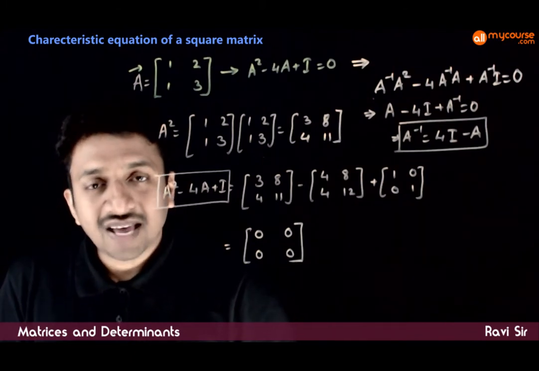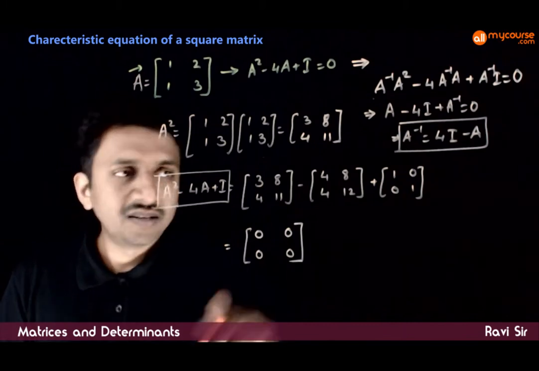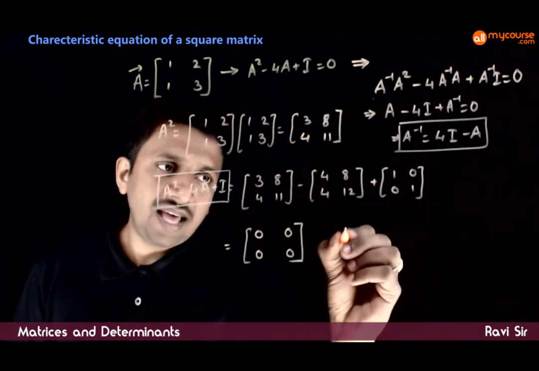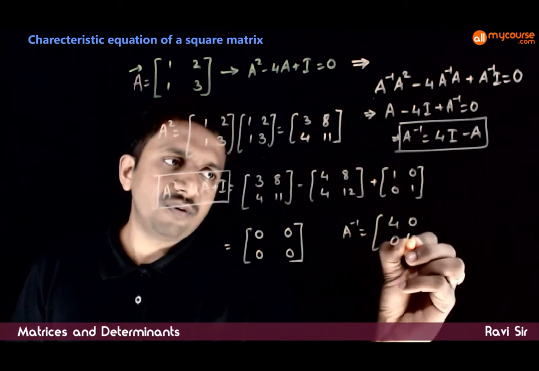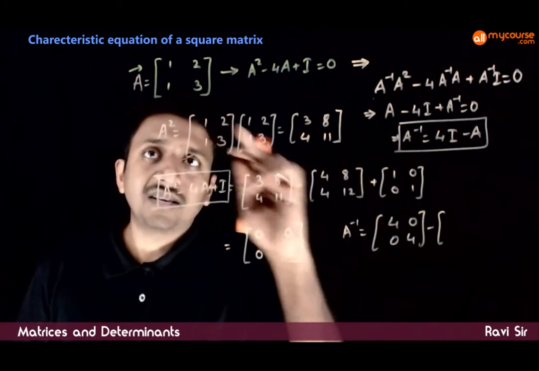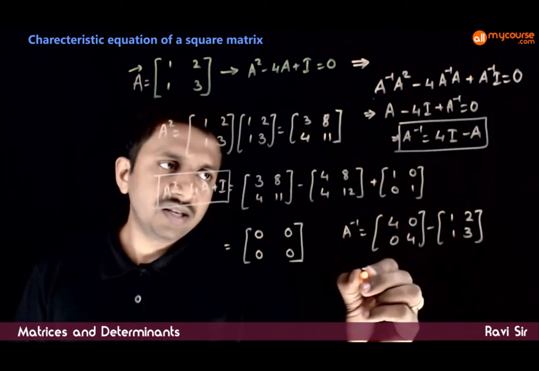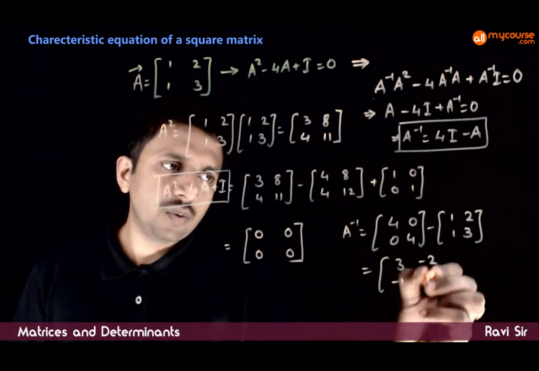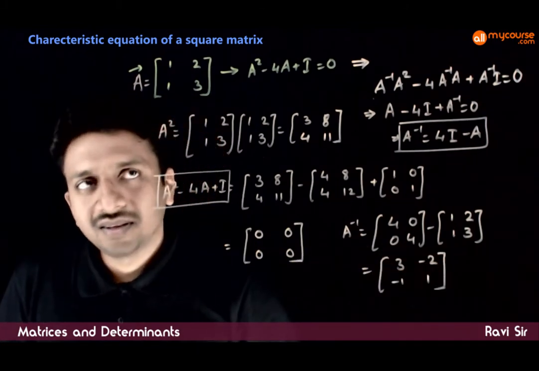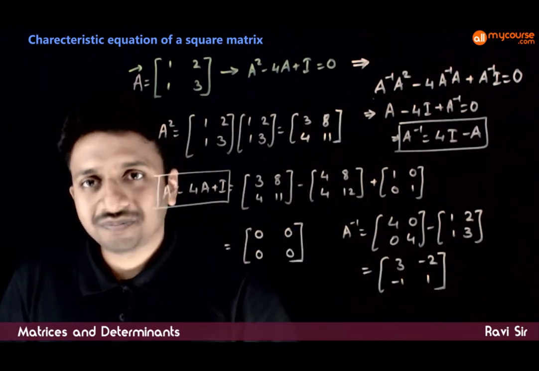So A inverse has to be equal to 4 times I minus A. So for this, A inverse is equal to 4 0 0 4 minus A, which is 1 2 1 3. That is equal to 3 minus 2 minus 1 1.